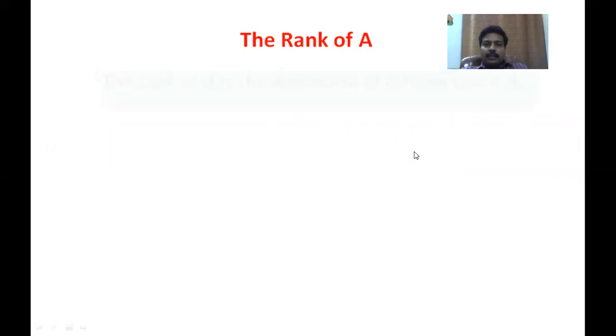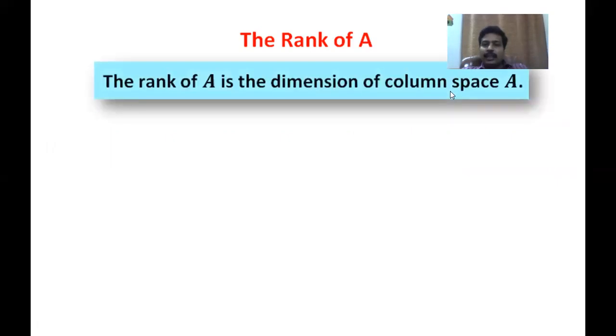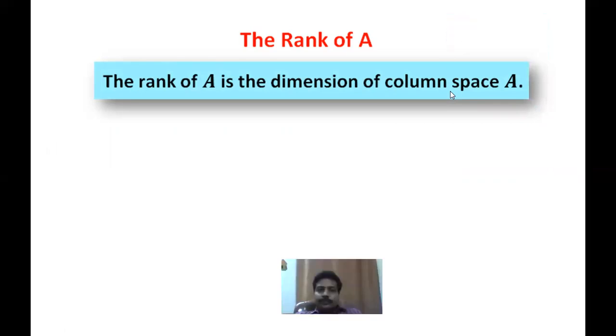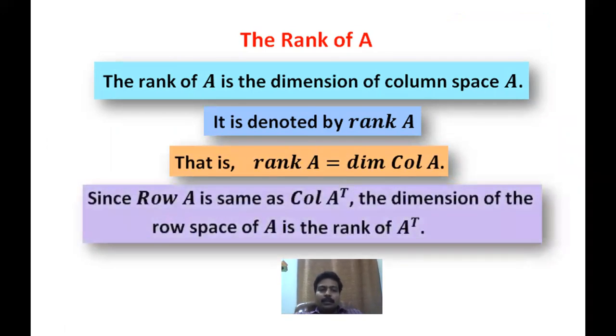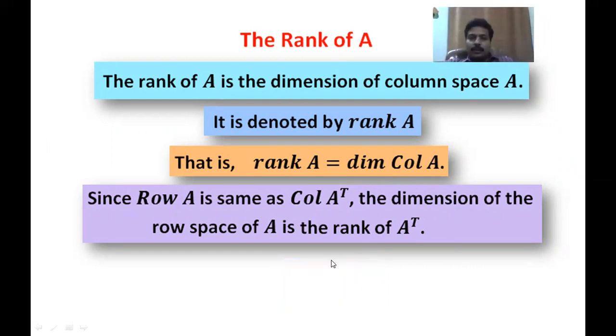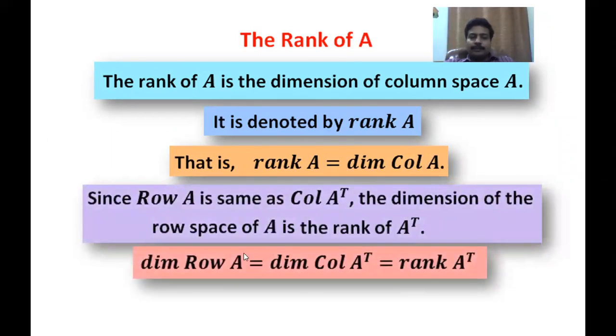And rank of A is nothing but the dimension of column space A. That is the definition of rank of A, and it is denoted by rank A. So rank A is equal to dimension of column space A. Since row space A is same as column space A transpose, the dimension of the row space of A is the rank of A transpose. So rank of A transpose, dimension of column space A transpose, and dimension of row space A are all same.